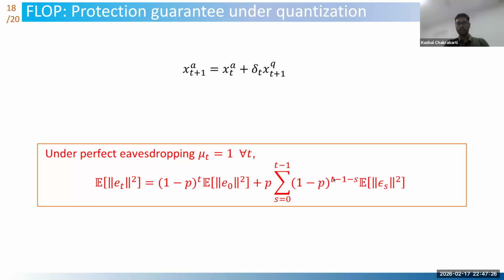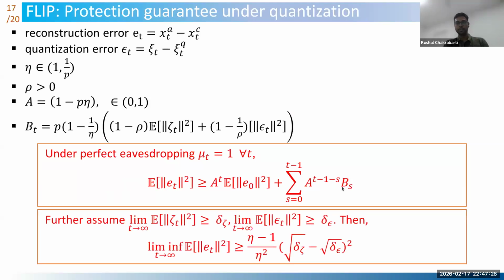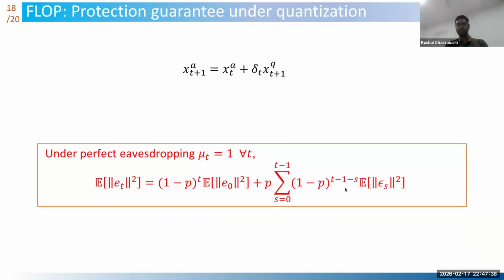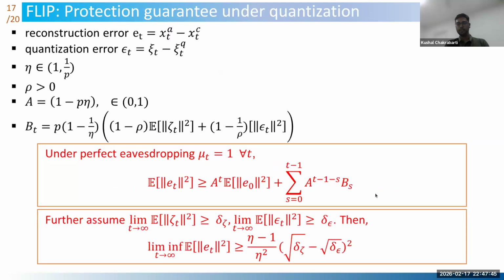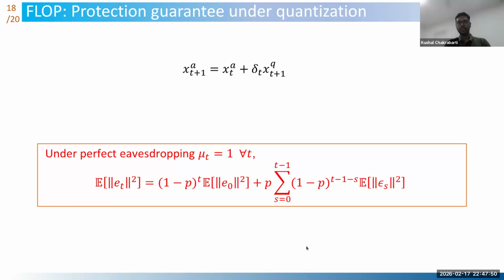And again, the second component is coming from a convolution between this A and B. So in this case, there is no model mismatch here. Only the quantization is responsible for this convolution term. So you can see that when T goes to infinity, only the effect of the quantization will be present. So there will be no delta psi component here. So that is why quantization helps flop to have a non-zero protection amount, which was not possible without quantization under this adversary dynamics.